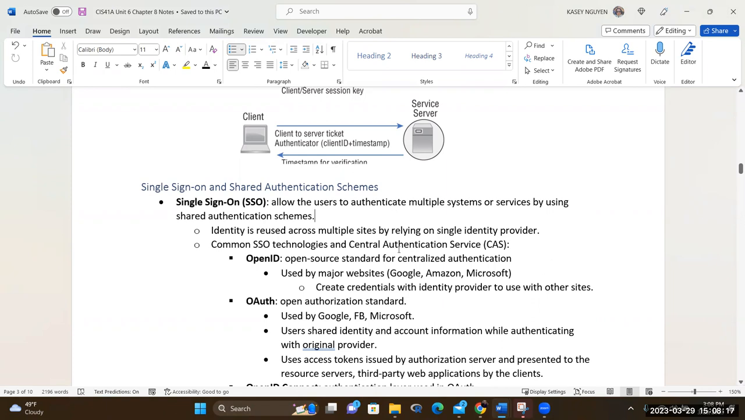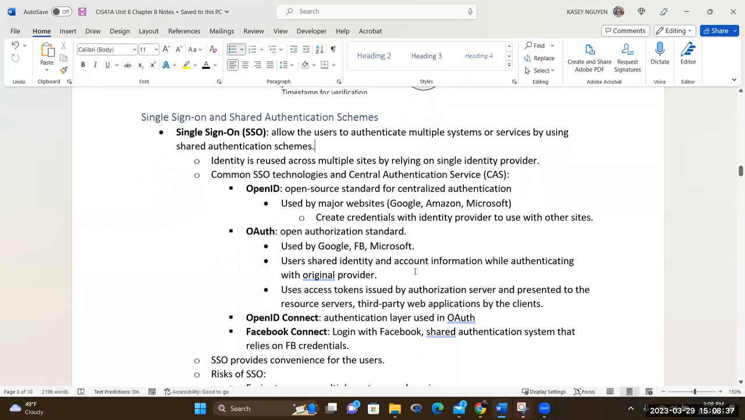The downside of this is that if they can get access to one, then they can get access to all the others. And it's not that hard to get single sign-on, okay? So the flaw in single sign-on is that it opens up a lot of issues with different services being accessed and so on.